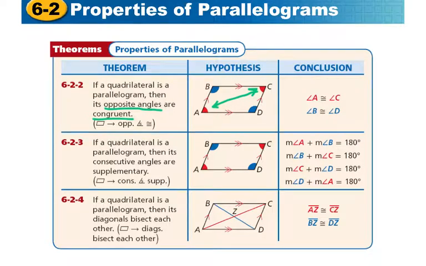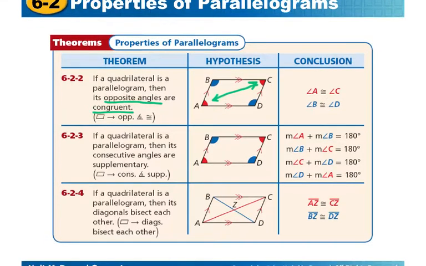We've also got the next one. If it's a parallelogram, then its consecutive angles are supplementary. Remember, that means that this one plus this one, consecutive, because if you think of the alphabet, B and C are next to each other, are going to equal 180.